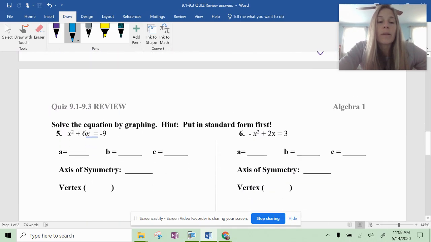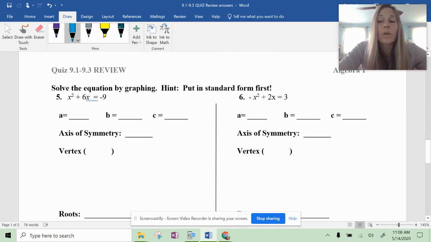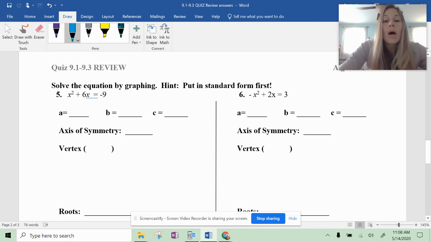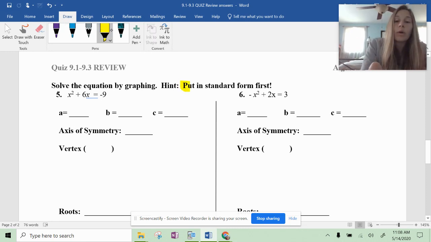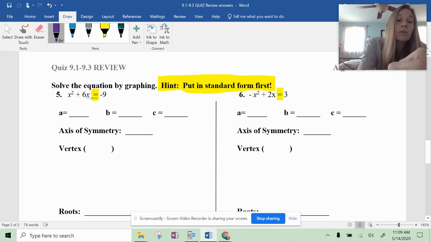Okay, so now on the next page, we're going to do the same thing, but we need to put it in standard form first. You might notice that the equal signs are kind of in the middle. So we need to get it so that it's y equals. So we're going to rearrange it first.